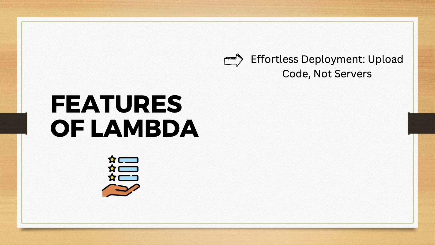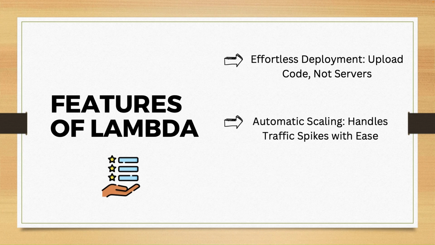Lambda comes with native support for a number of programming languages: Java, Go, PowerShell, Node.js, C#, Python, and Ruby code, and provides a runtime API which allows you to use any additional programming languages to author your functions. As your Lambda function receives more requests, Lambda automatically provisions additional execution environments to handle them concurrently. This ensures smooth operation even during traffic spikes.